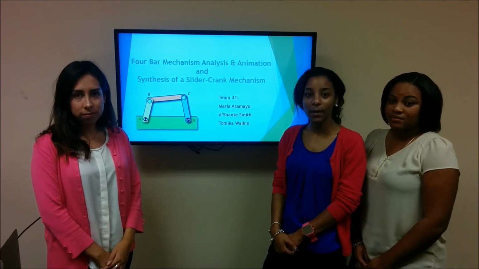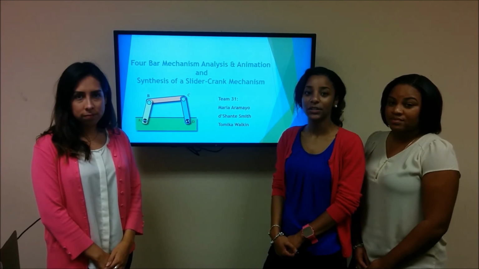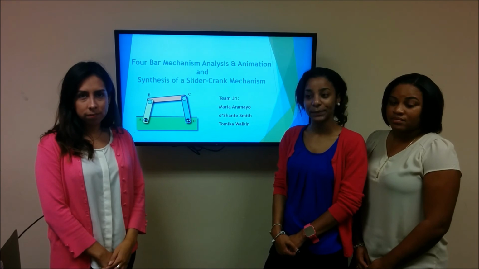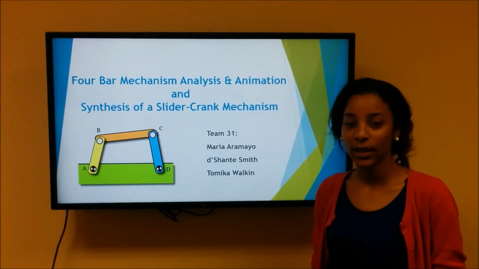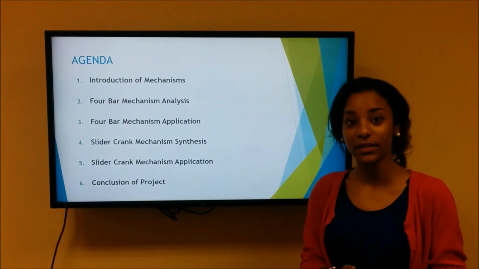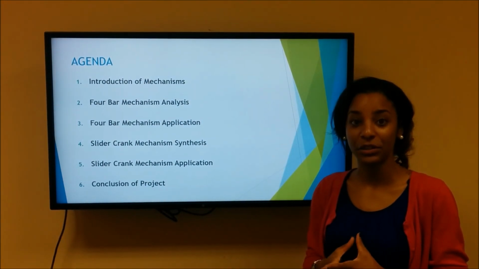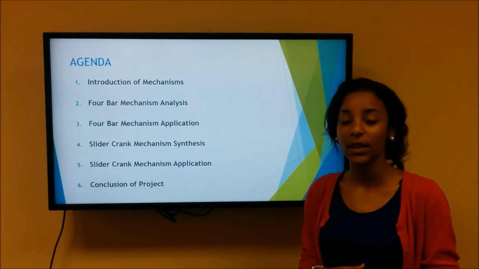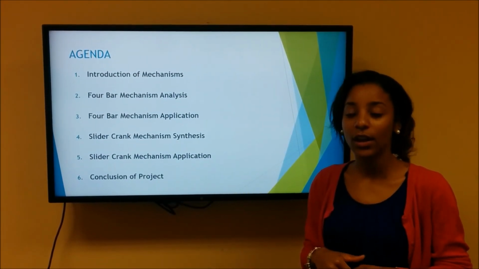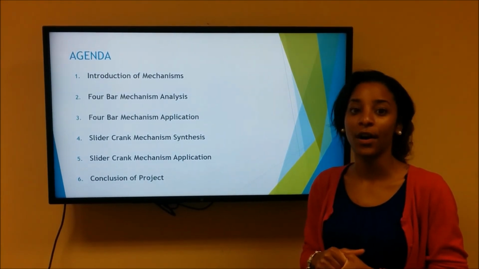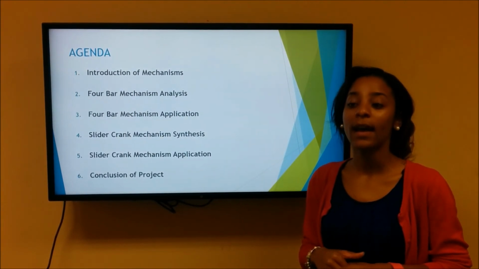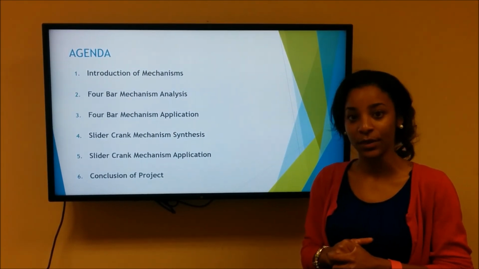We'll be doing the 4-bar mechanism analysis and animation, along with the synthesis of a slider crank mechanism. The agenda for this presentation consists of the introduction of mechanisms and a little background information and history about mechanisms, the 4-bar mechanism analysis and application of it, along with the synthesis of a slider crank and the application of this mechanism type, and a conclusion of the project.